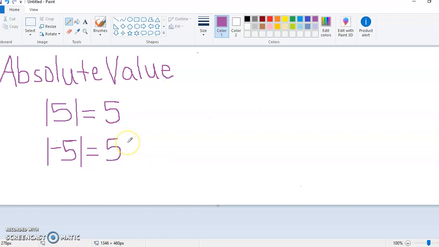Remember, absolute value means the distance from 0, and distance can never be negative. So absolute value, anytime you see those lines, your answer should be positive. Make sure it's always positive.